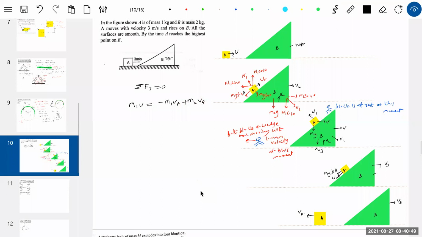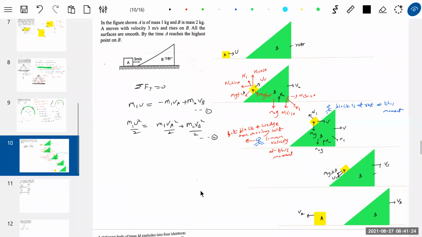Can we apply conservation of mechanical energy? The net work done by the normal contact force on the system will be 0. Then the weight also: weight is a conservative force, so the net work done by gravity is also 0. Therefore, the kinetic energy of the system will be conserved. So M1 U square should be equal to M1 VA square plus M2 VB square. Solving equations 1 and 2, we will get the final velocities.